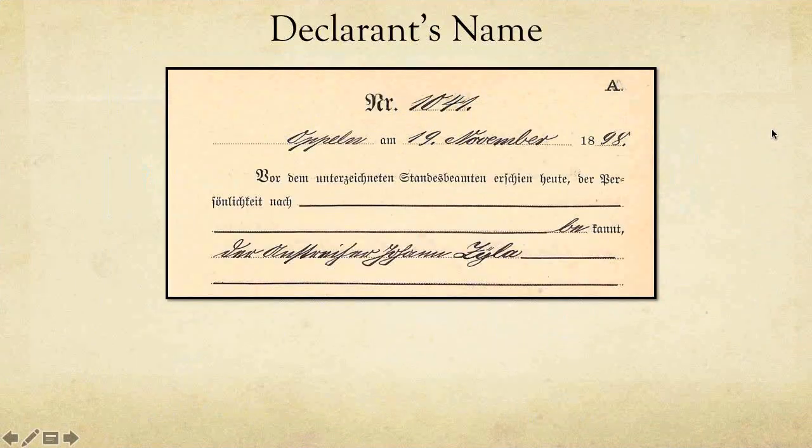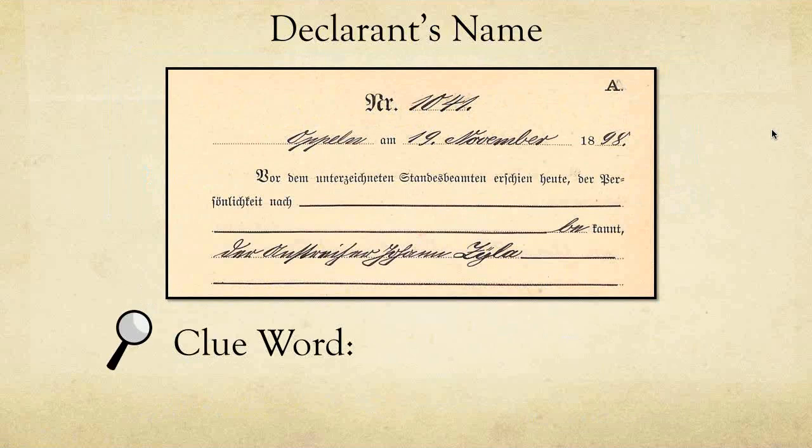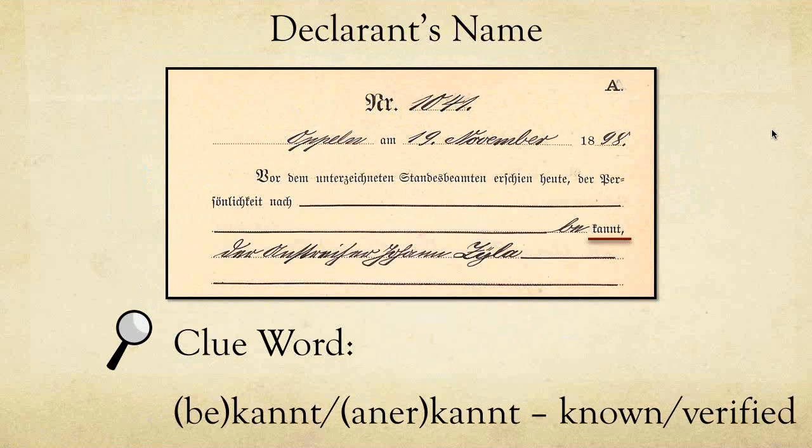Now moving on, we are going to get the declarant's name next. So the person who came to the registry office and reported that a birth occurred. Our clue word to find the declarant's name is going to be the word Kant, K-A-N-N-T. Now that word by itself does not mean anything. And that's why the scribe or the registrar would have had to put a prefix right here.